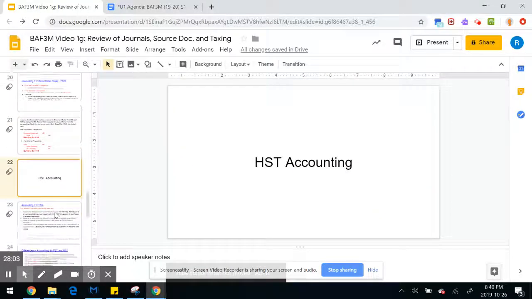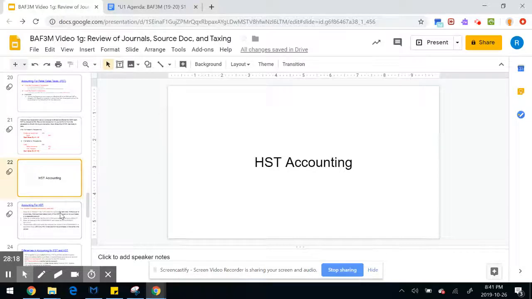HST is sort of the last real concept here in this chapter, which is a value added tax, which is the same as a PST, except if we're a business that spends money on something with HST, we can recover it. We get it back.